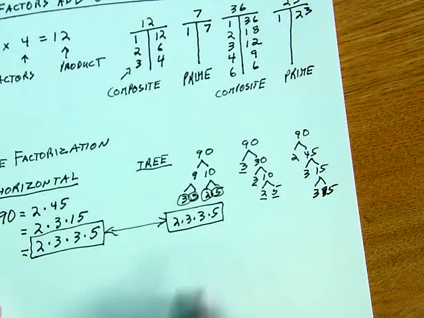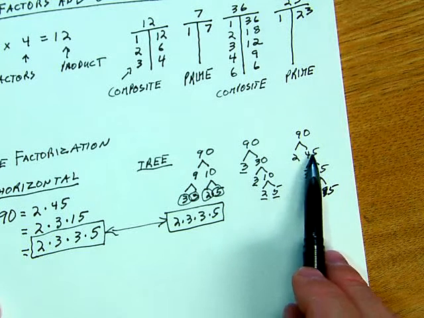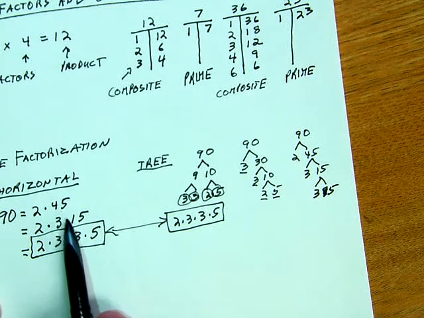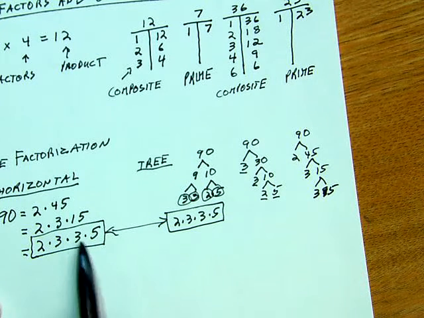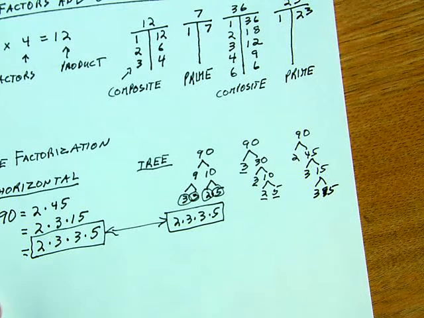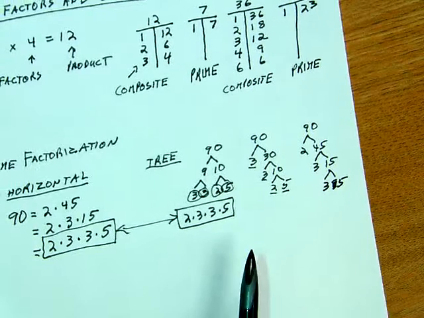And that is actually the same thing we did horizontally. We went 2 and 45, and we broke the 45 down to 3 and 15, then we broke the 15 down to 3 and 5, 3 and 5. Okay, but they all get the same answer. All right.